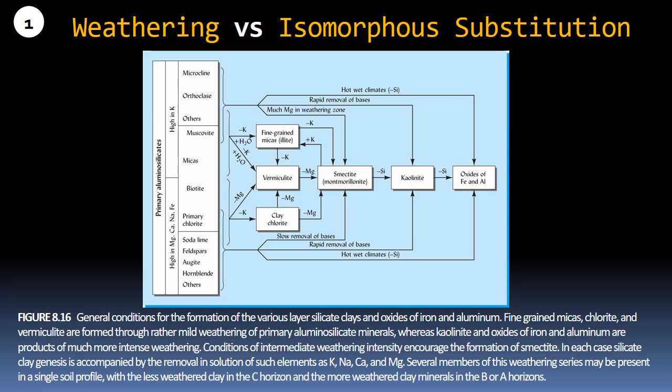But if you see, for example, any of these clays like fine-grained mica, vermiculite, or chlorite, it will indicate that this soil is in the early stages of weathering. But if you see smectite, then it's an indication of intermediate. And if you see, for example, kaolinite, it means it's advancing again. And if you see aluminum and iron oxide, it means that you reached a very advanced stage.